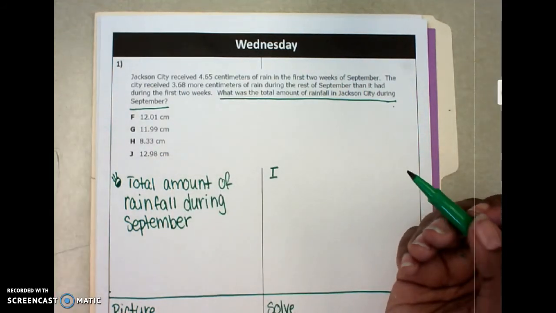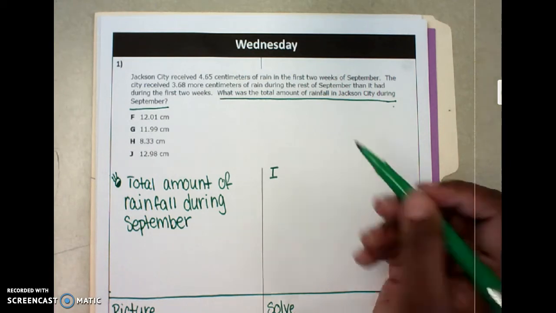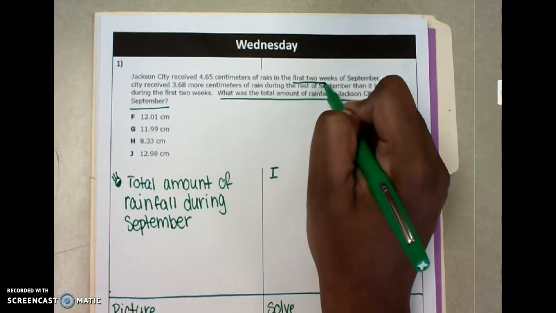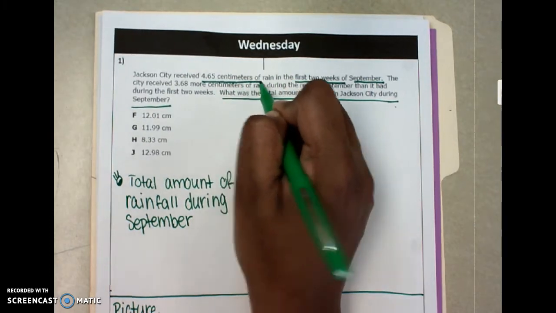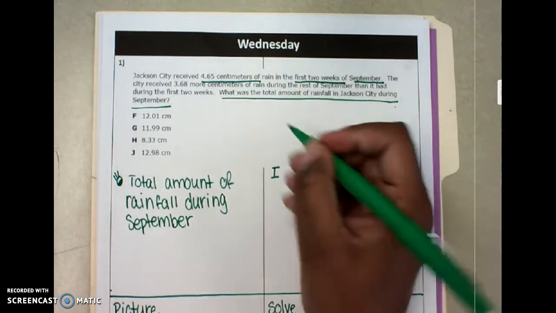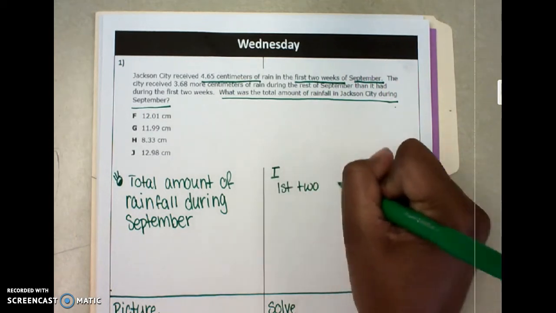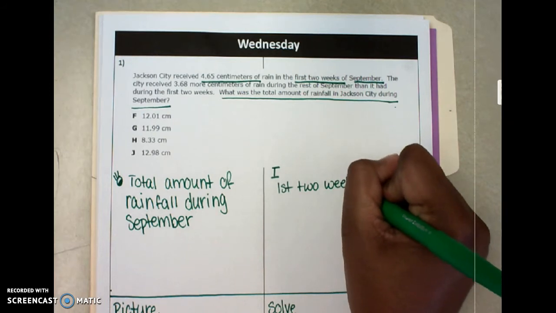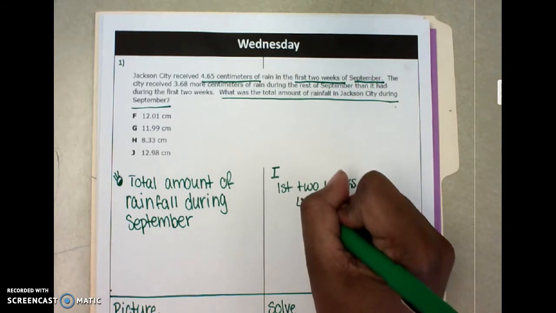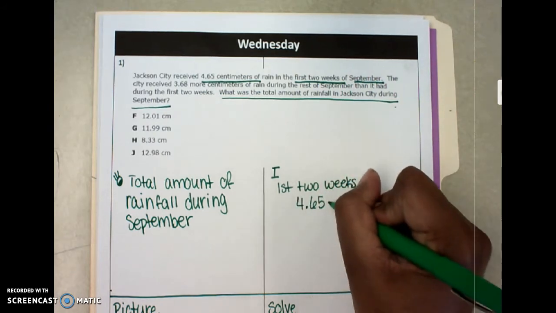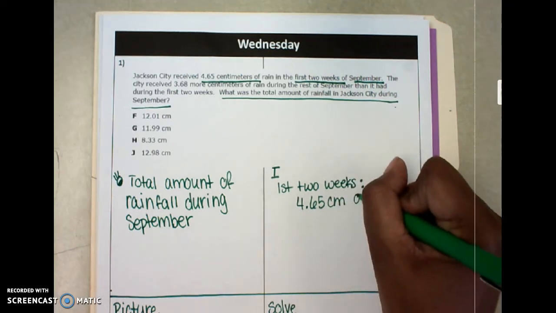Okay, and so my important information. So I know that for the first 2 weeks of September, it rained 4.65 centimeters. So, first 2 weeks, it rained 4.65 or 4 65/100 centimeters of rain.